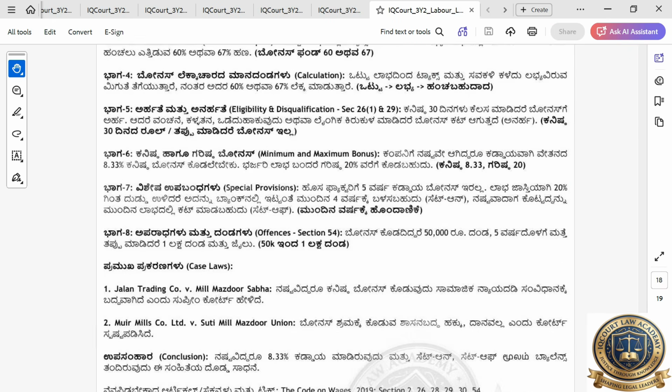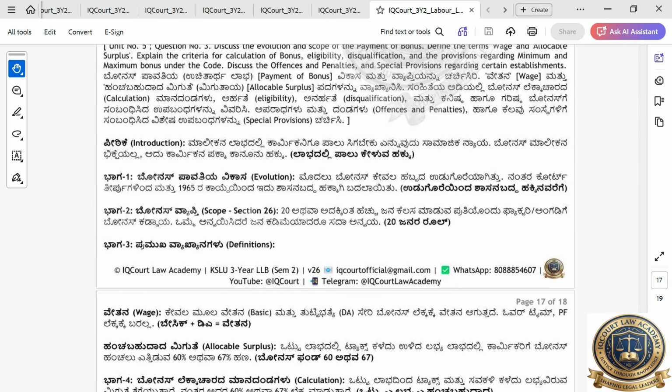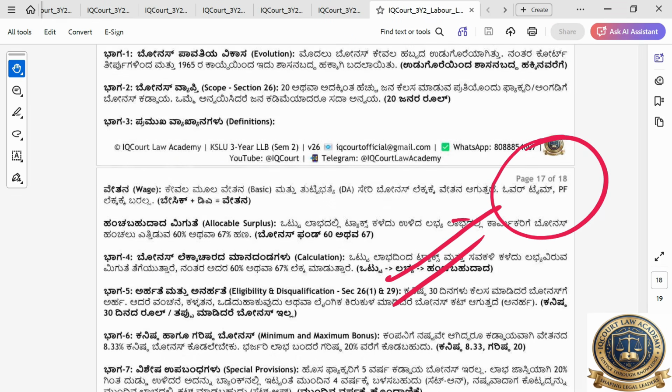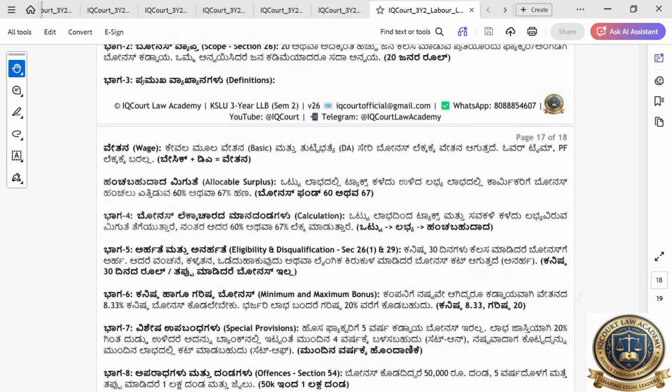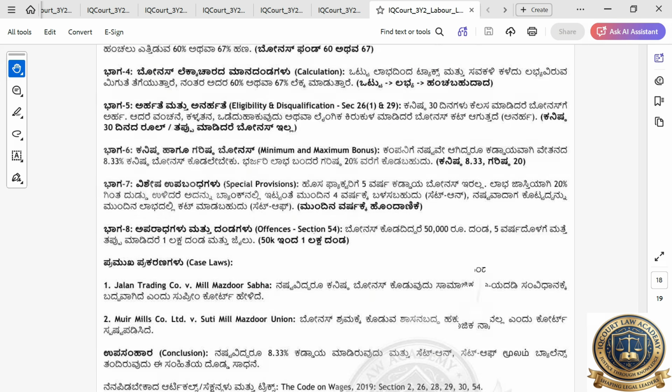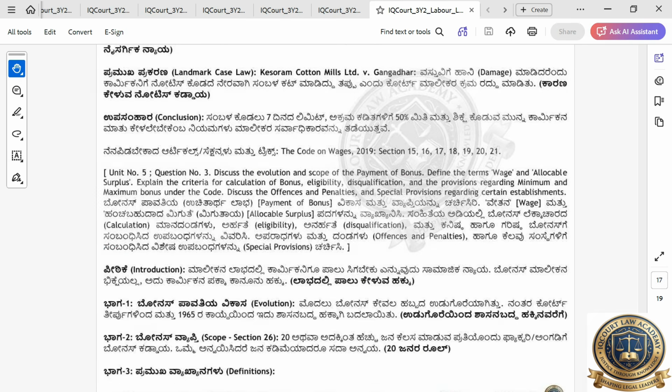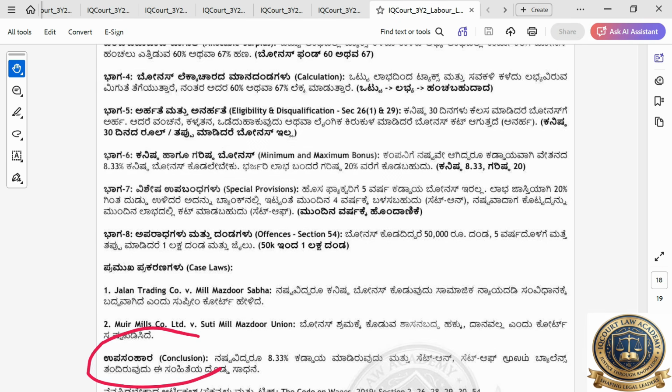Everything is in a simplified manner. We are not giving so many, several pages. We are providing only 18 pages in the study material, including all the points and case laws. See, case laws are there, points are there, sections are there. What else do you need? Introduction is there, conclusion is also there. Everything is included.